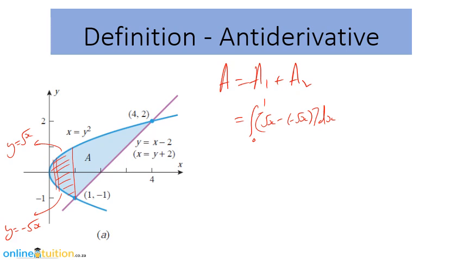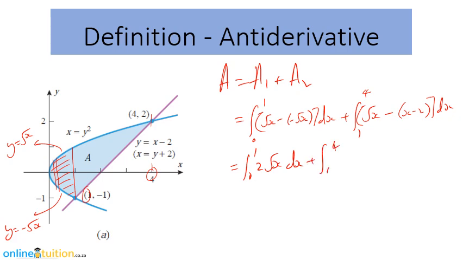Now what about the other one? Well, there x runs from 1 and it runs all the way to 4, and the top function is still, in this case, root x, but the bottom function is a straight line, which is x minus 2. Watch how beautifully I write the dx. So what is root x minus minus root x? So 0 to 1, it becomes 2 root x dx. Simplify from 1 to 4. So this becomes root x minus x plus 2 dx.